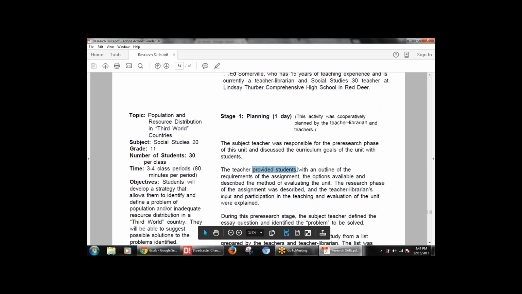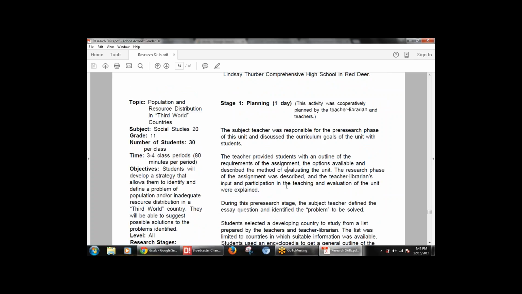The teacher provided students with an outline of the requirements of the assignment and the options available, and described the method of evaluating the unit. In the planning phase, the teacher also guided the students. The research phase of the assignment was described, and the teacher librarian's input and participation in the teaching and evaluation of the unit were explained.